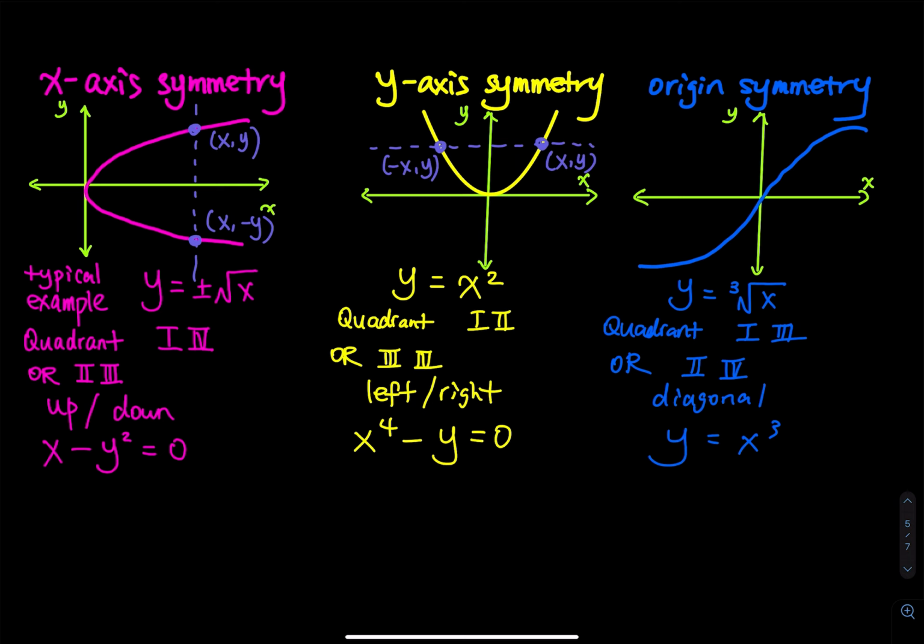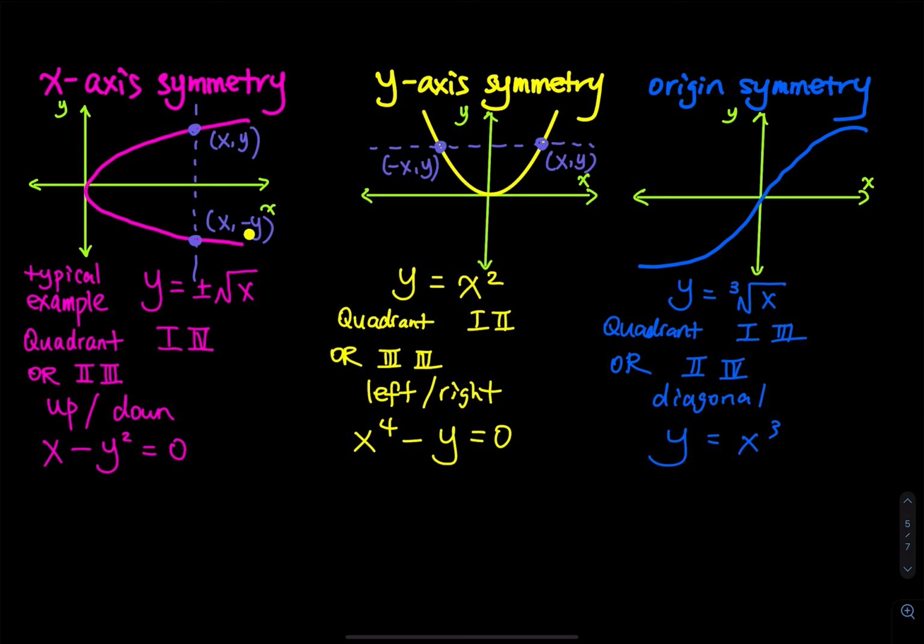For the x-axis symmetry, the typical example that I always use is y equals plus or minus square root of x. So we have the plus square root of x on top and then the minus square root of x below the x-axis. So how do you know that this is an x-axis symmetry? The answer is very easy. You draw a vertical line. You will see one point above the x-axis, that is (x, y), and then on the other side you see (x, negative y).